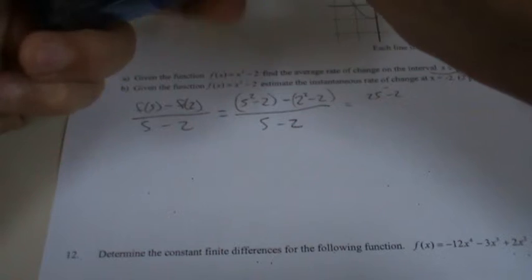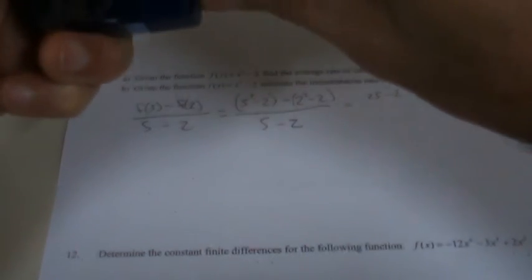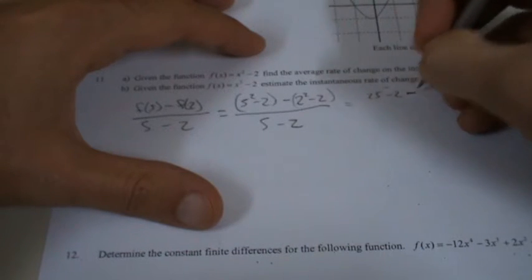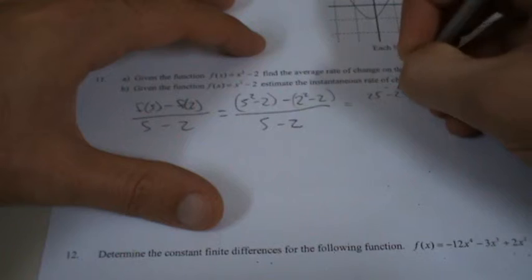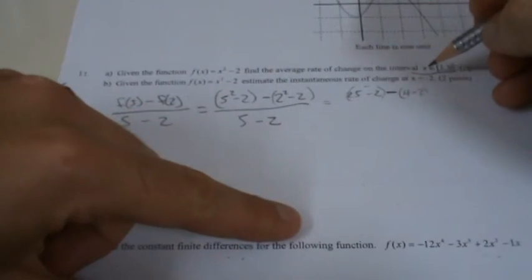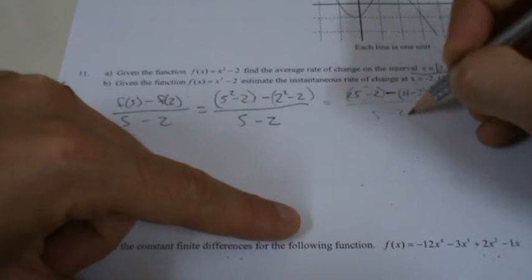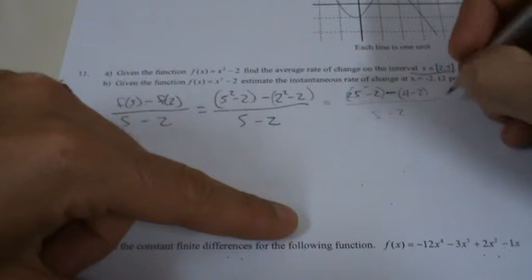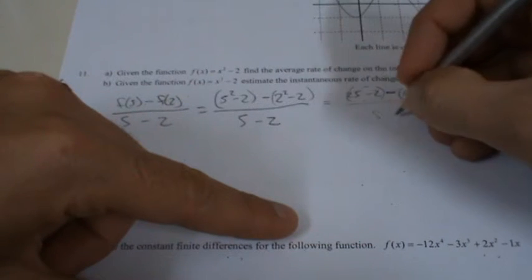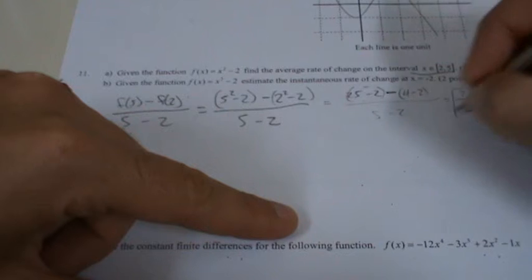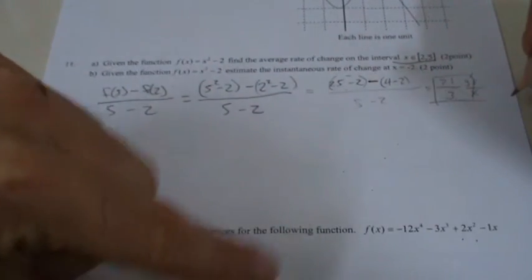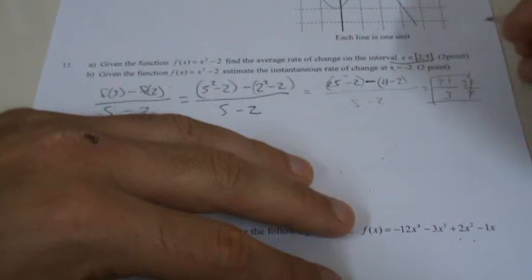minus 4 minus 2. 4 minus 2 is going to be 2, and all this is still over 5 minus 2. 25 minus 2 is 23, minus another 2 is 21, over 5 minus 2 is 3. 21 thirds y's per x. That's the average rate of change over that entire interval.